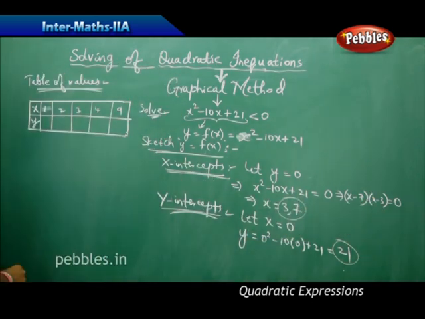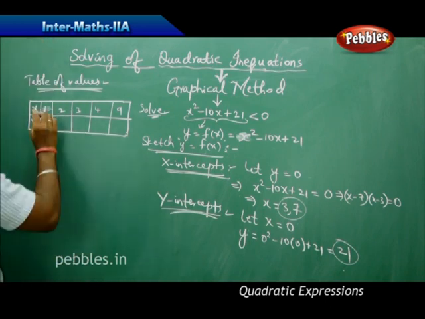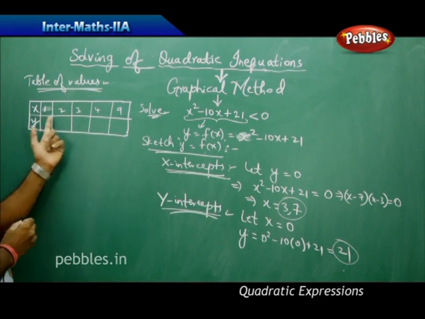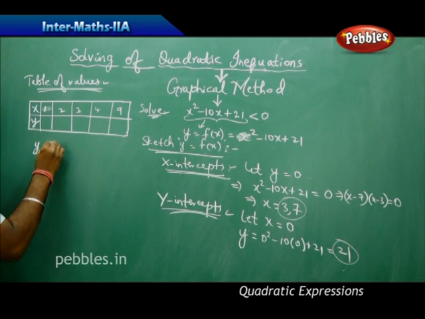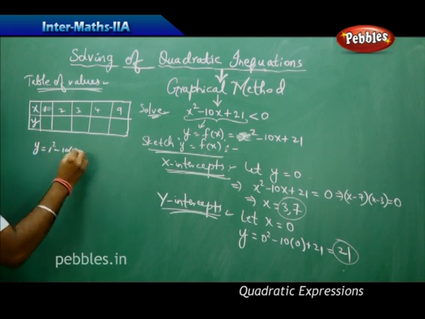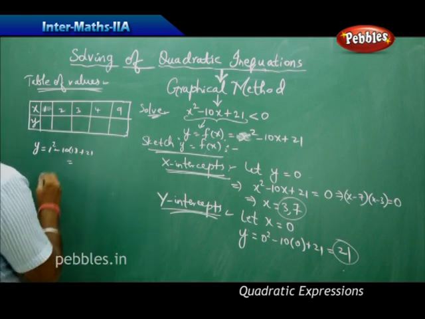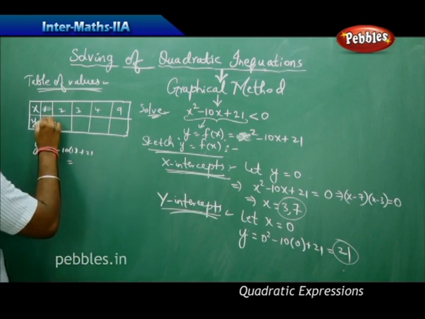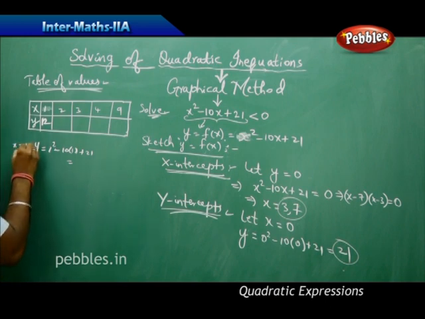So using this, when I have x equal to 1, I have to see what is the value of y. So initially for x equal to 1, my y value is x squared minus 10x plus 21, which on substitution gives me 22 minus 10, which is 12. So when x is 1, y is 12. Similarly, when x equals 2, let's see what is the value of y.